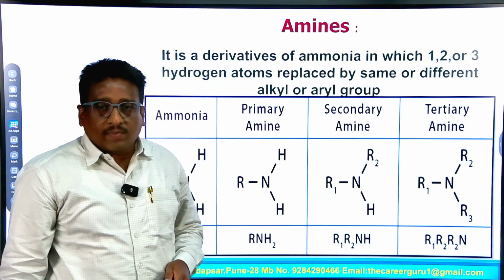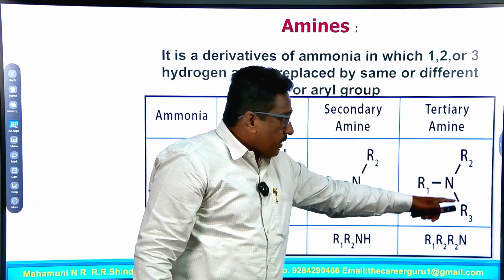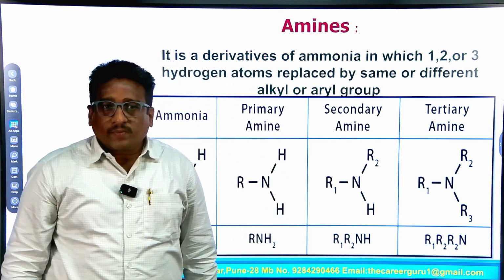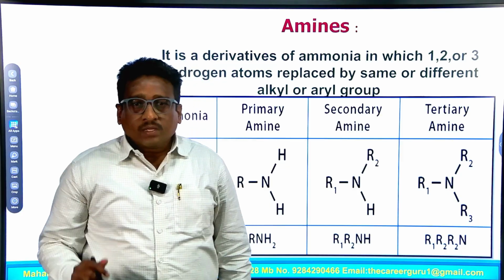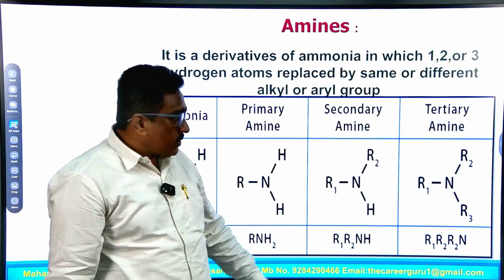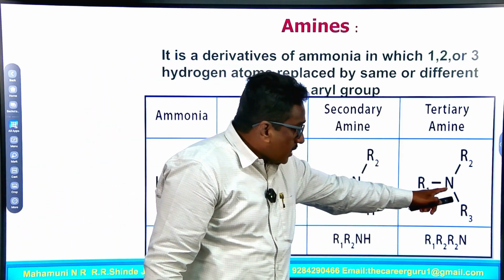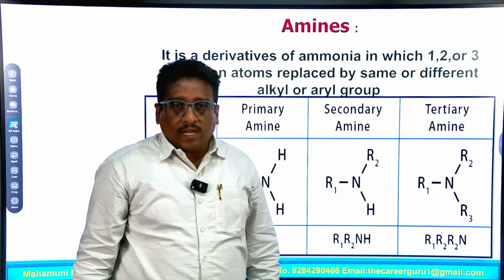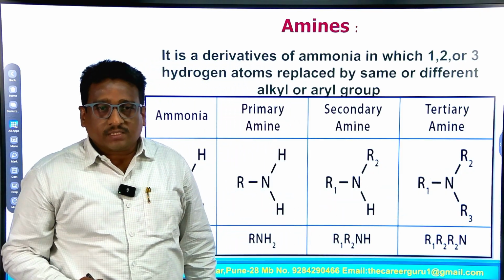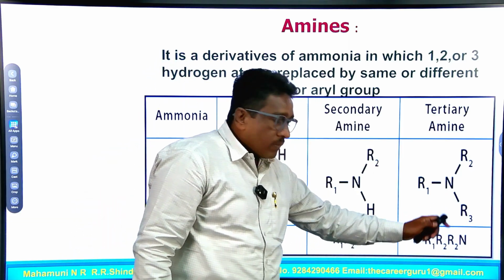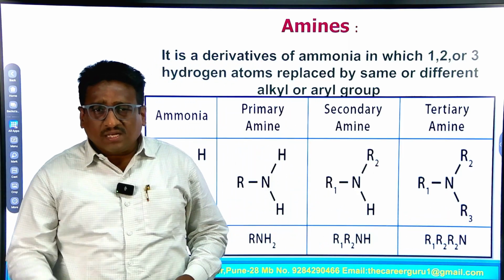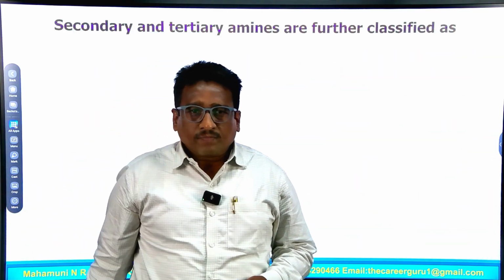And in tertiary amine, all 3 hydrogen atoms of ammonia are replaced by same or different alkyl or aryl groups, which is called tertiary amine, and the functional group of this tertiary amine is nitrogen atom and their general representation is R3N or R1, R2, R3N. So this is the classification of amines.